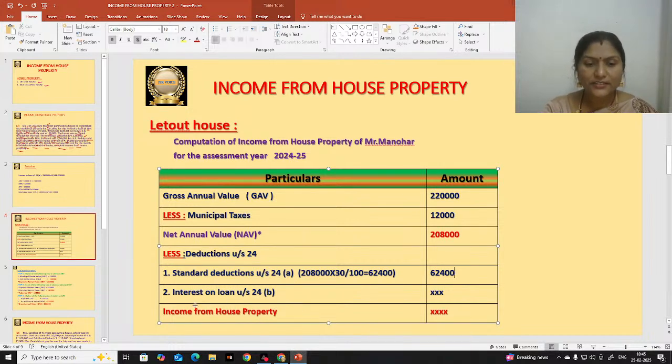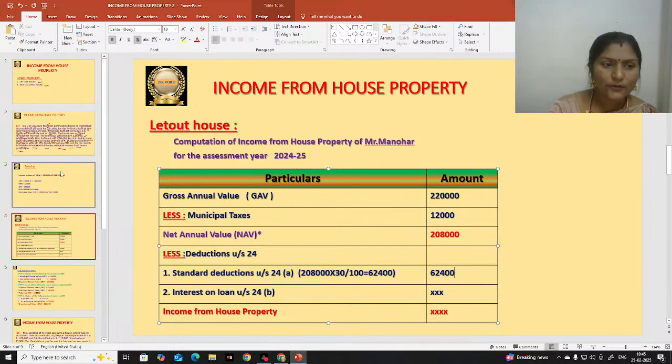Next one is interest on loan under section 24B. So interest on loan is allowed as deduction even if it is paid or due. If it is given in the question, we will allow it as deduction.